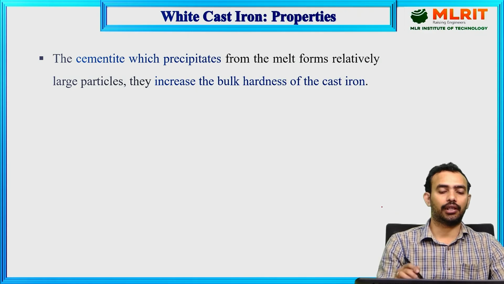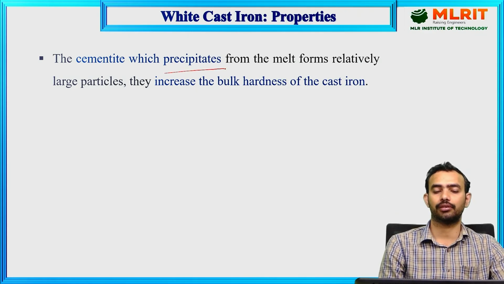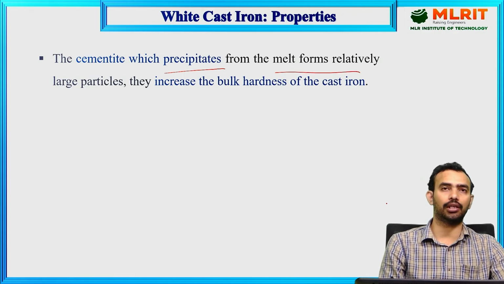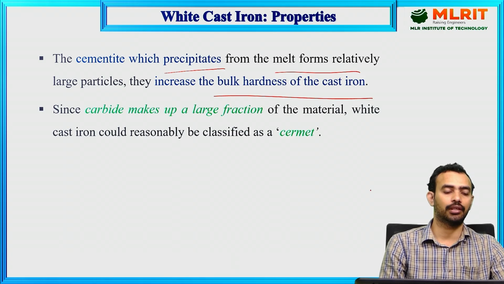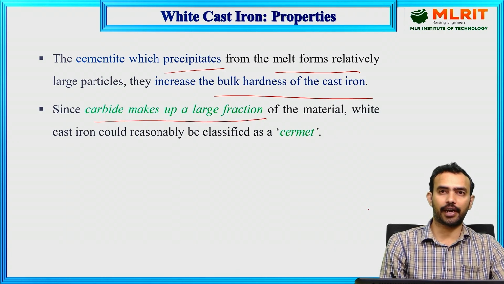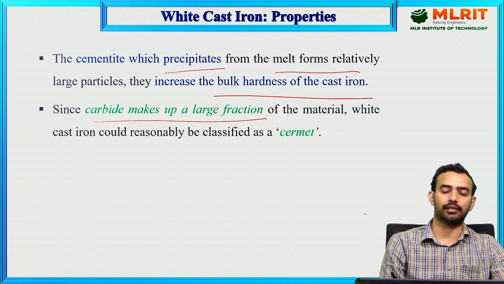And if you look at other properties, cementite, which precipitates from the melt, forms relatively larger particles and increases the bulk hardness of the cast iron. Since carbide makes up a larger fraction of the material, white cast iron could reasonably be called a cermet.